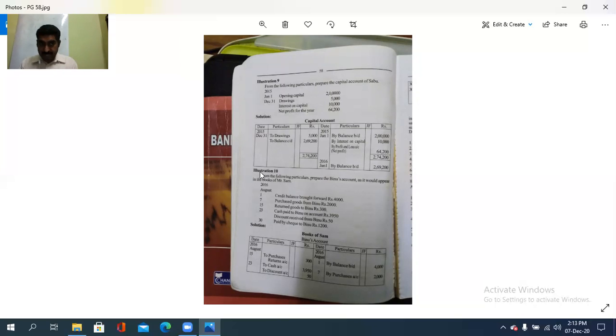So this is the case with regard to how a journal entry is to be passed, how the posting is to be done based on the journal entry, and how the balancing is to be done. So please have a look at today's classes, and please do as many problems as possible in the exercise part. Maybe you can purchase this textbook.